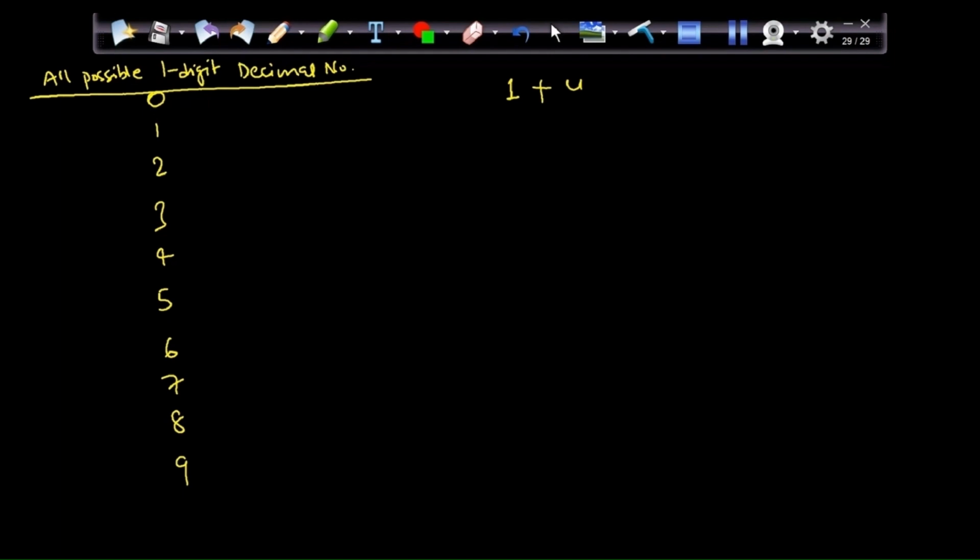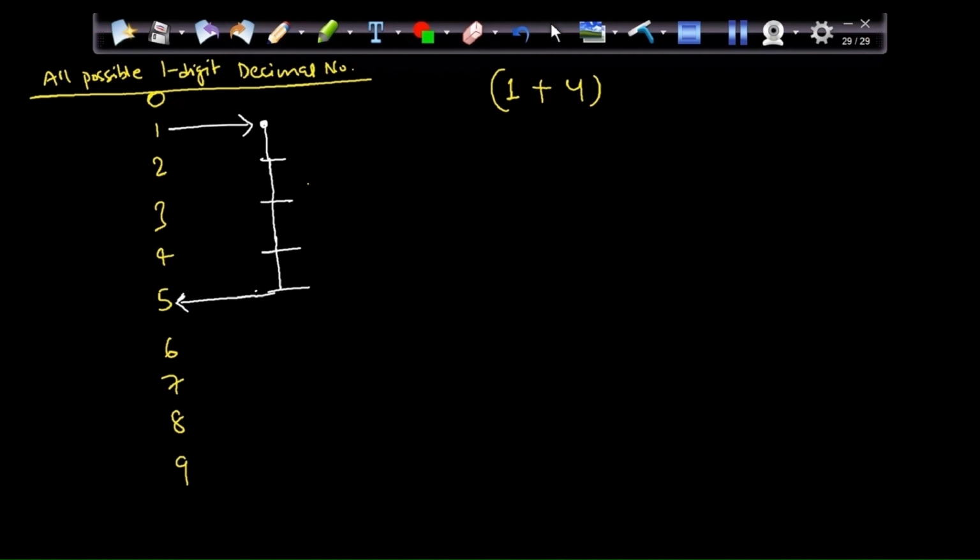Let's say 1 plus 4. The starting point is 1. From 1, what is the number at 4th distance? So you have to go 4 units of distance. 0, 1, 2 to 3, 3 to 4, and 4 to 5. So you get 5.